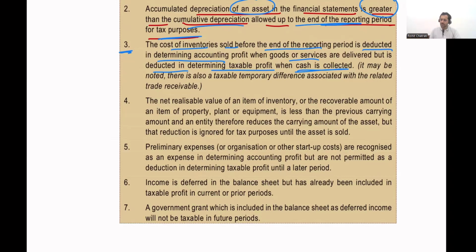Let's now move on to point number 4. The net realizable value of an item of inventory or the recoverable amount of an item of property, plant, and equipment is less than the previous carrying amount, and an entity therefore reduces the carrying amount of the asset, but that reduction is ignored for tax purposes until the asset is sold. What is the question trying to say over here?